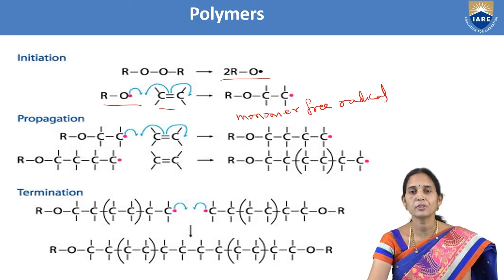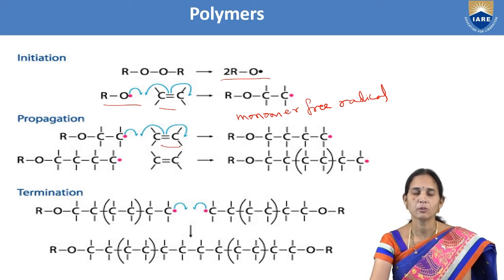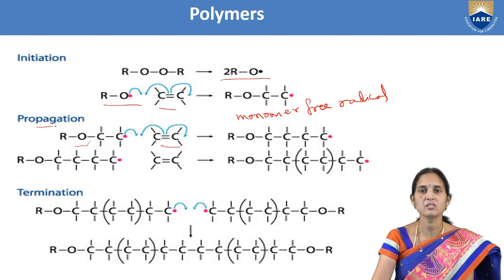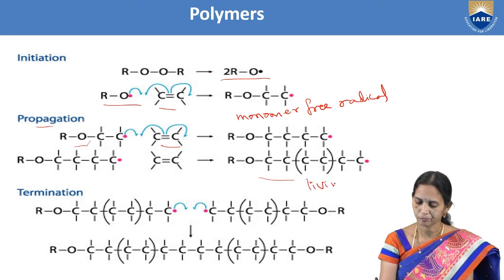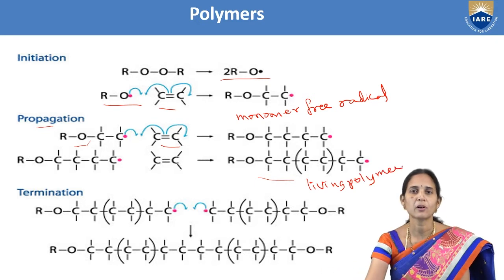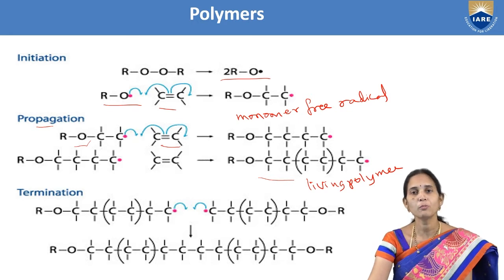After formation of the monomer free radical, we add a number of vinyl chloride molecules to it, one by one, so that in the propagation step we get a chain polymer, which is called the living polymer. So in the initiation step, we take a catalyst undergoing homolytic fission and free radicals form. In the second step, the propagation step, we add a number of vinyl chloride molecules to the monomer free radical, so that we can see the chain formation. A chain polymer is formed, and that is called the living polymer.